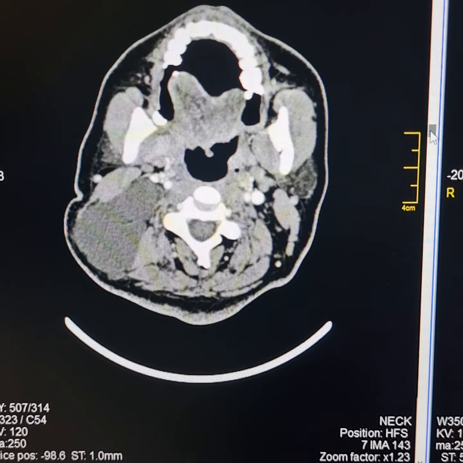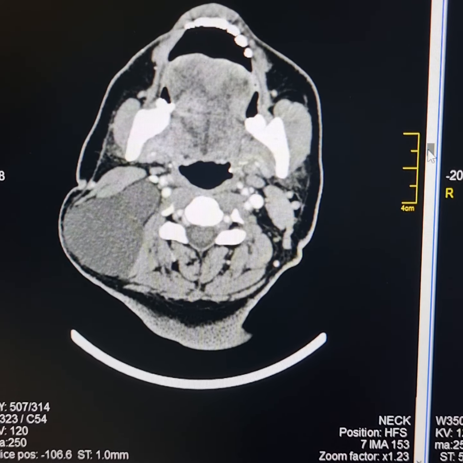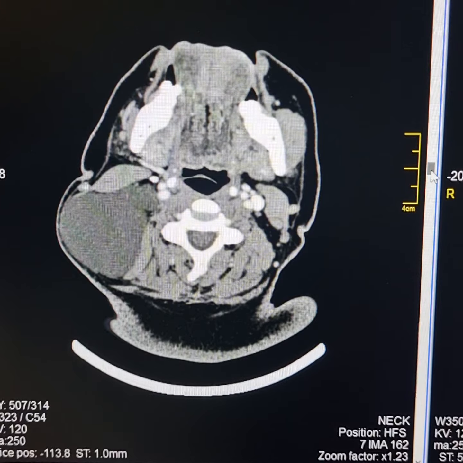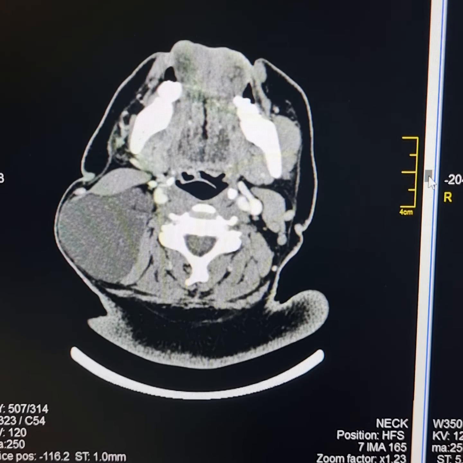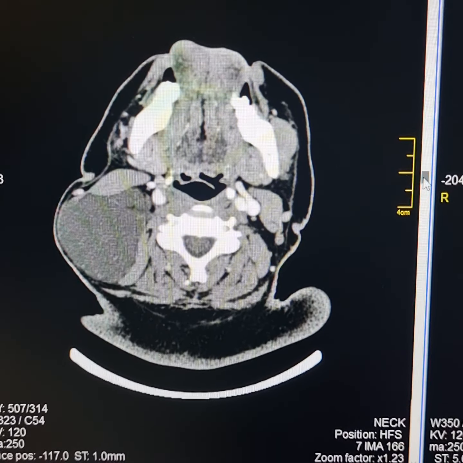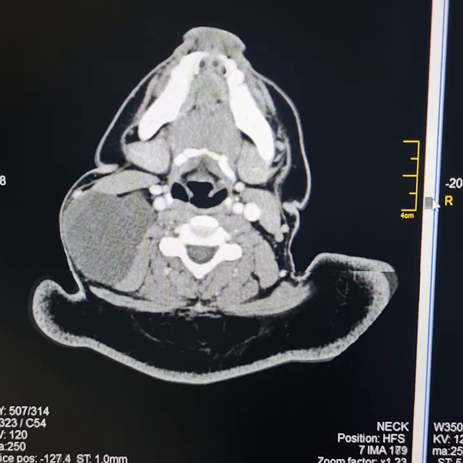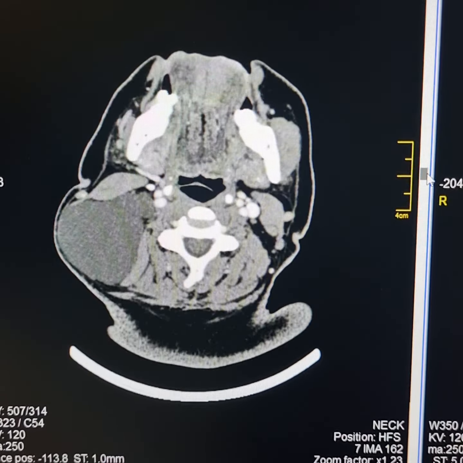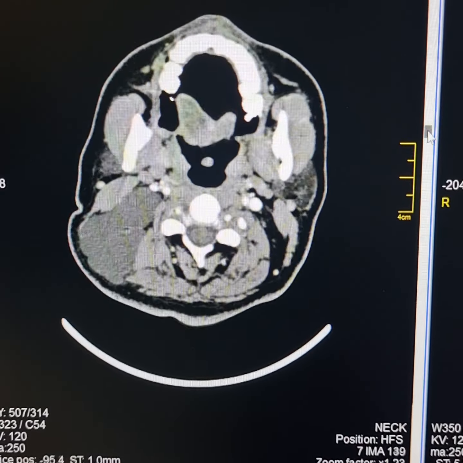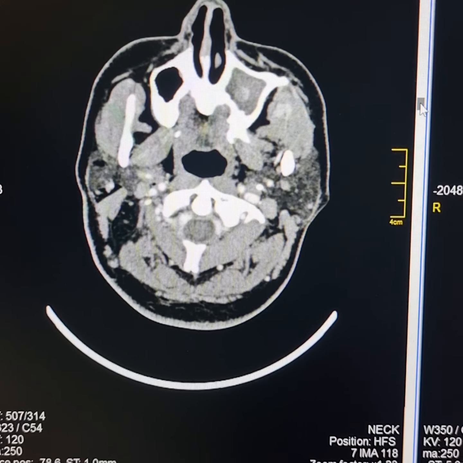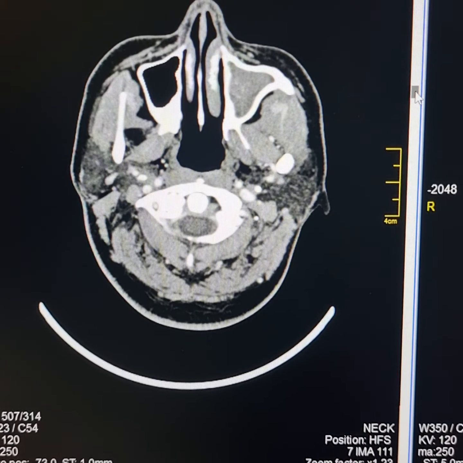The second branchial cleft cyst lies anterior or anteromedial to the sternocleidomastoid muscle. Very rarely, a third branchial cleft cyst may present posterior to the sternocleidomastoid muscle, but it is very, very rare. The commonest of the branchial cleft cysts is the second branchial cleft cyst.